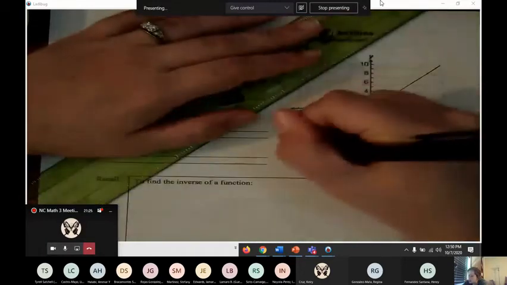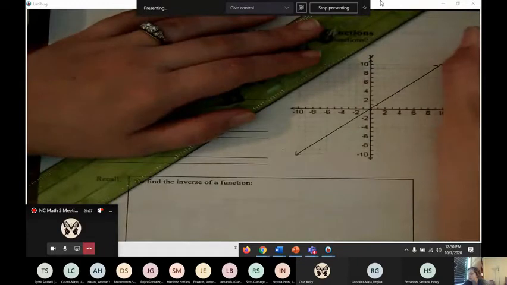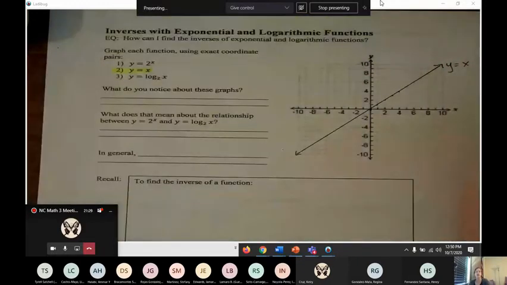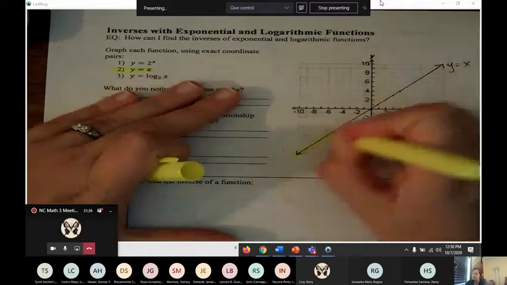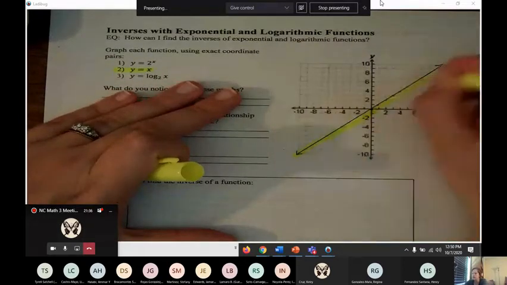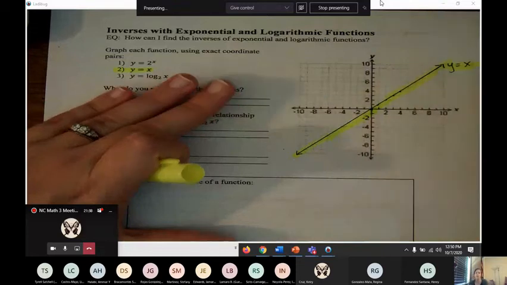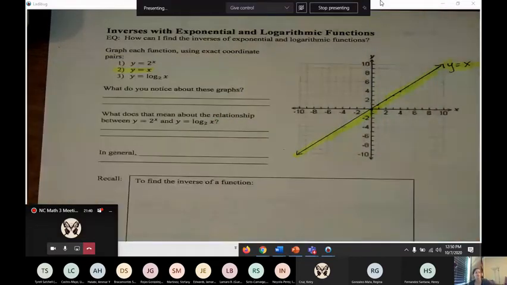All right, so this is our line y equals x. And I'm going to highlight that in the same color that I highlighted it on the side, so you guys can see exactly which graph it is. Okay, so that's that graph.